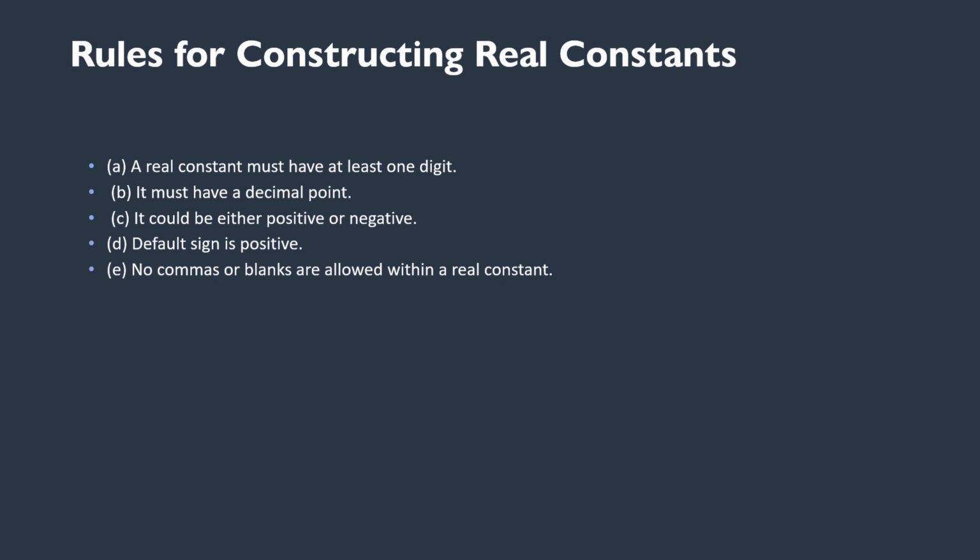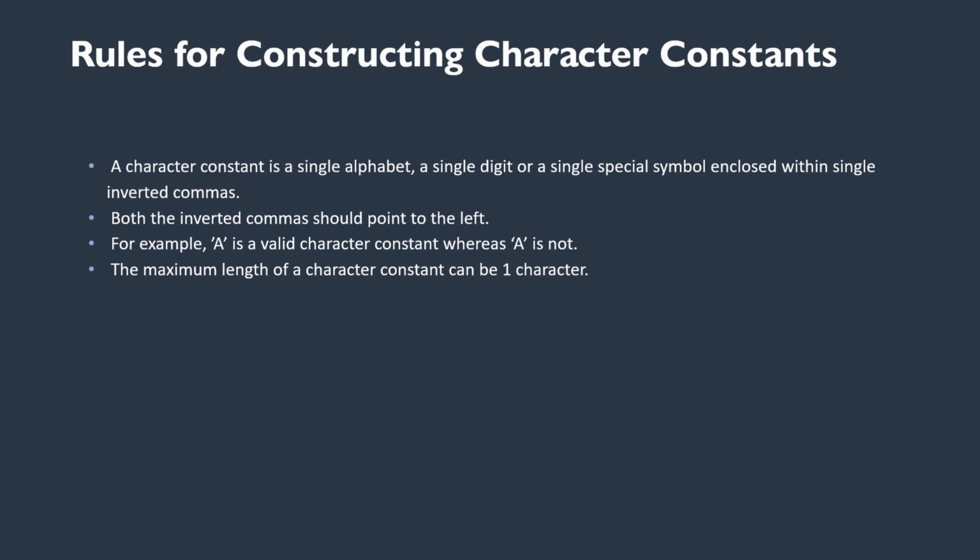Coming to the rules for constructing real constants. The rules are: a real constant must have at least one digit, the same as in an integer constant, and it must have a decimal point. It can be either positive or negative. The default sign is positive. No comma or blank space is allowed in real constants.